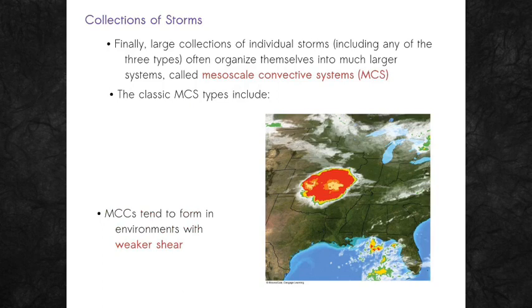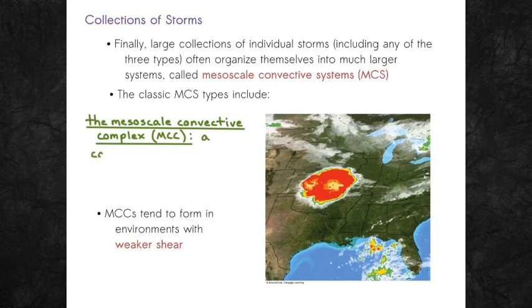And then finally, you can also have systems where the storms just all form in the same region but don't have any specific shape associated with them. And these guys are called mesoscale convective complexes, which is a lot of syllables, so we usually call those MCCs. The mesoscale convective complex is just a collection of multicell storms that are all just forming in some region without any specific organization to them.